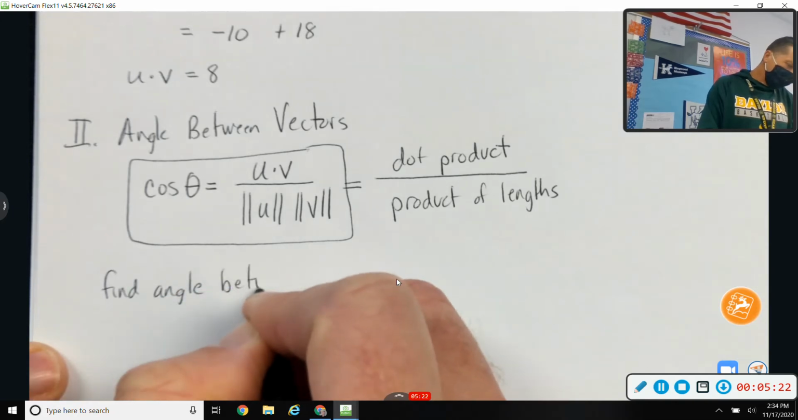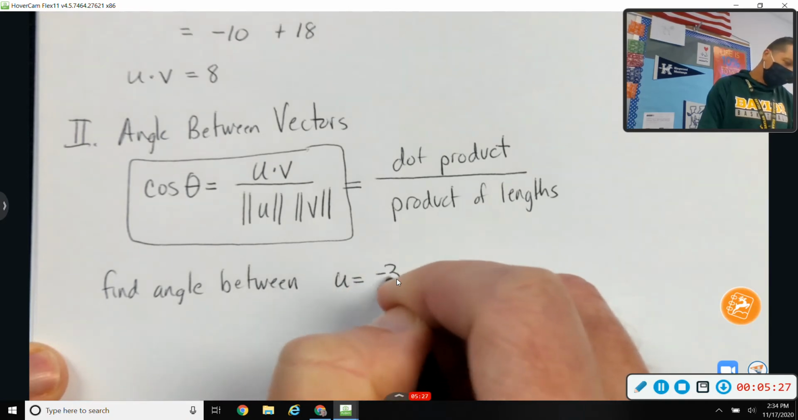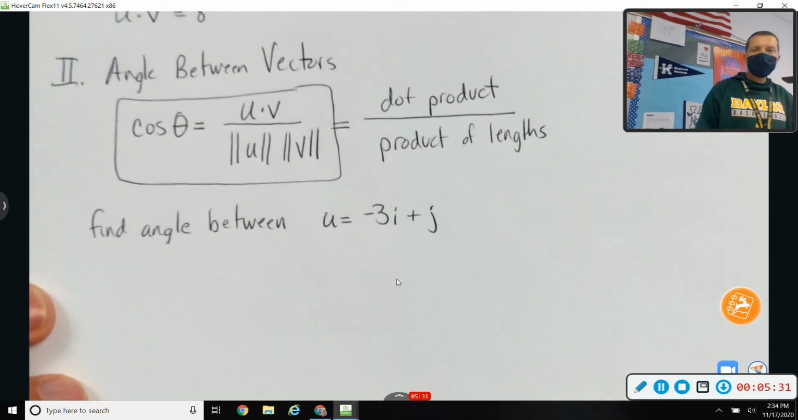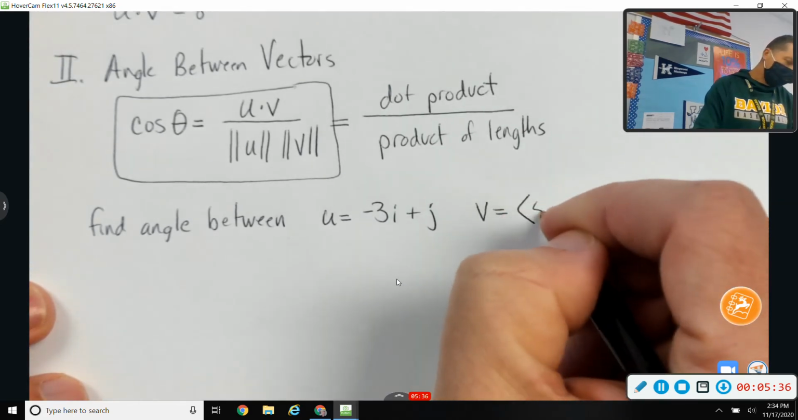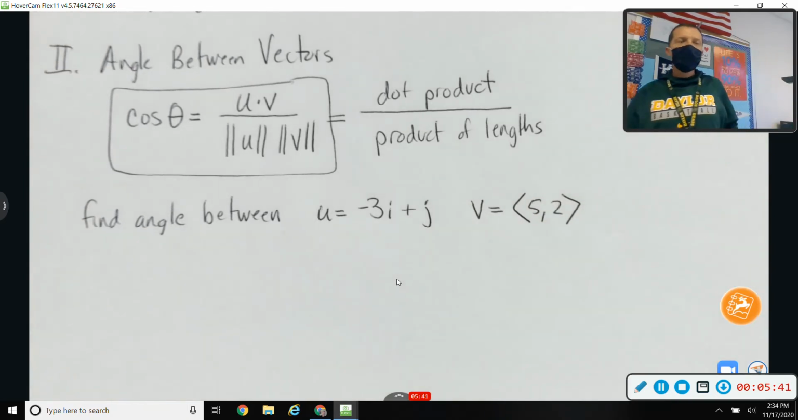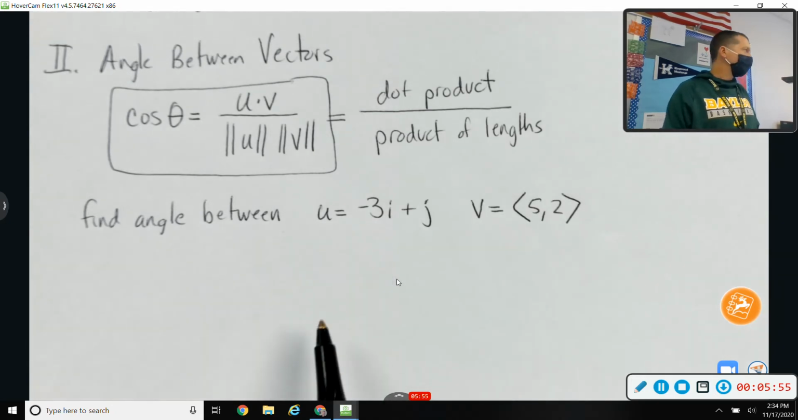Let's find the angle between u equals negative 3i plus j and v equals 5, 2. And yes, I intentionally sort of crossed up the formats there just to get us used to handling ij format and the ordered pair format, because it doesn't matter. If it bugs you, switch them both to one.